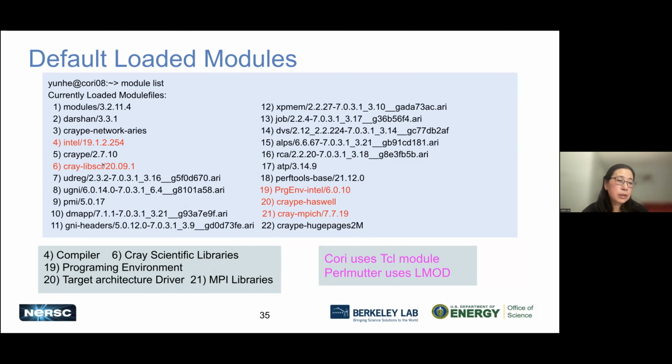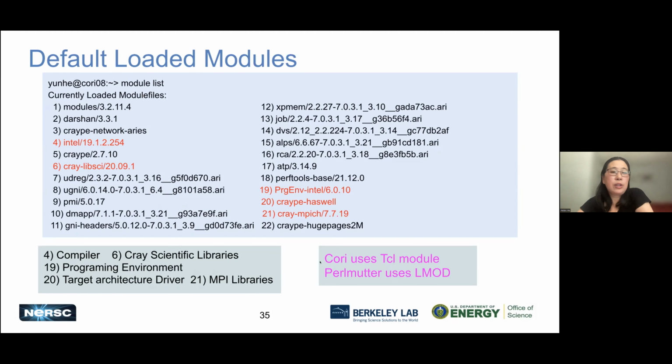PrgEnv-intel is a big umbrella module. It would load the Intel compiler, the Cray LibSci scientific library, and the MPI library. This one is Cray MPICH, but it's the Intel-compiler-built MPI library. So if you switch PrgEnv-intel to PrgEnv-gnu, the Cray MPICH is still loaded, but it changes to the GNU-compiler-built MPI. Same for the scientific library as well. So it's pretty modularized and transparent for users to switch between different compiler environments.